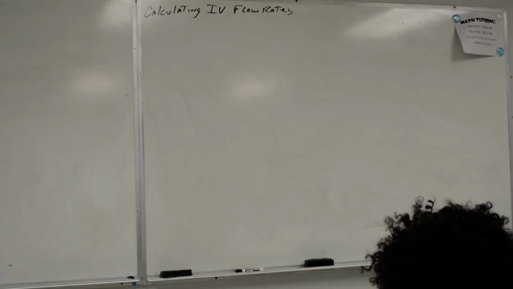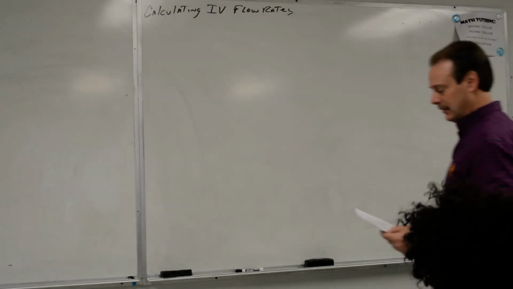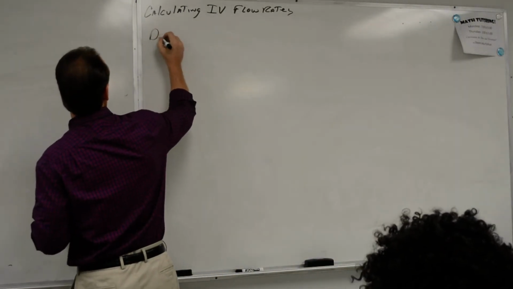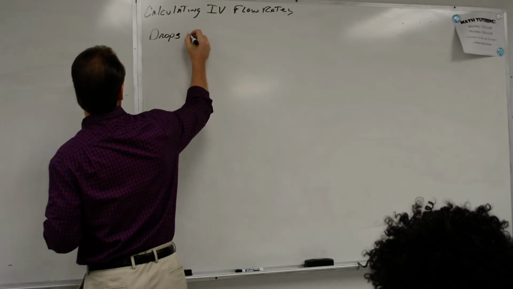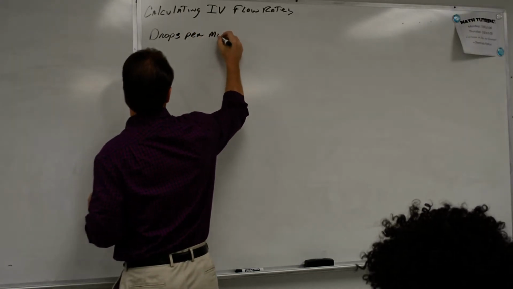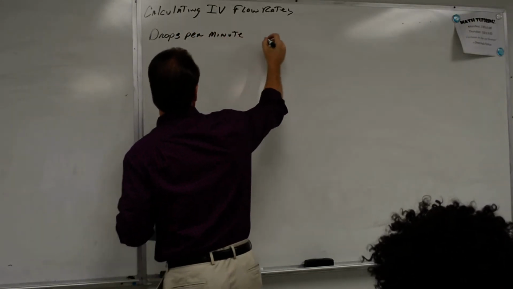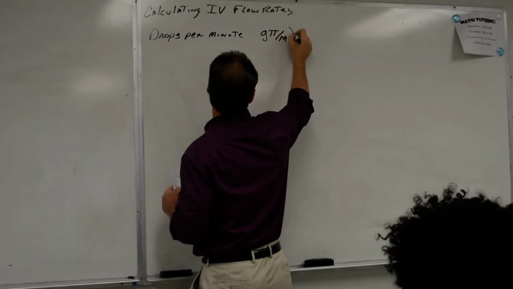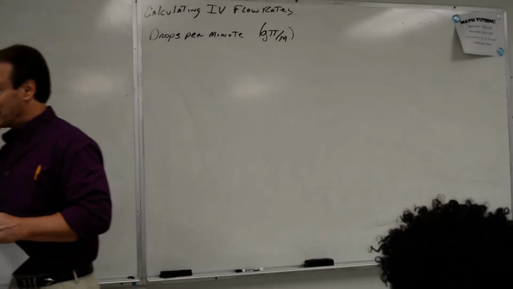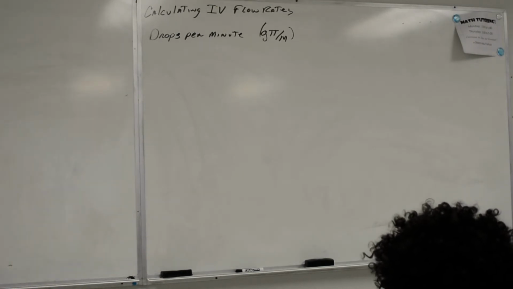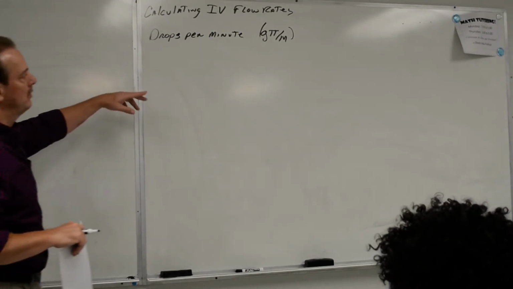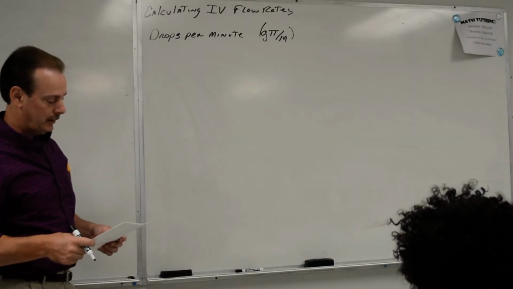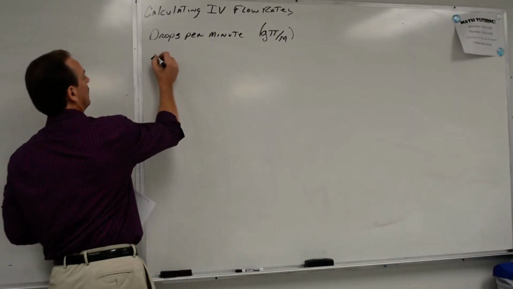Let's talk about calculating IV flow rates. I think we have a term here that you have to know. They're going to call drops per minute GTT. I don't know how they came up with GTT, but that's drops per minute. And here's going to be your equation.